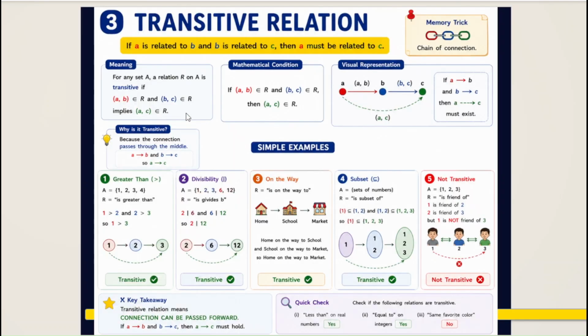So the last type of relation that we need to understand before going to the examples is the transitive relation. Transitive relation means if A is related to B and B is related to C. Understand this definition. If A is related to B, B is related to C, then A must be related to C. That is the definition, right?